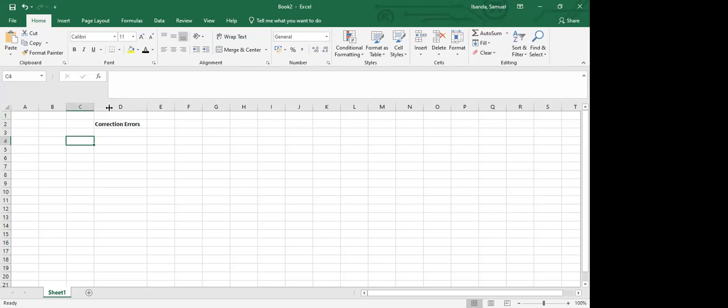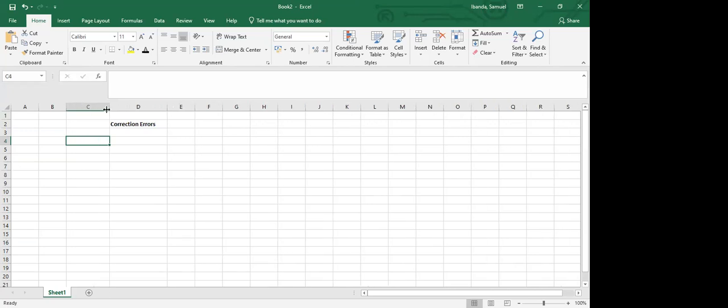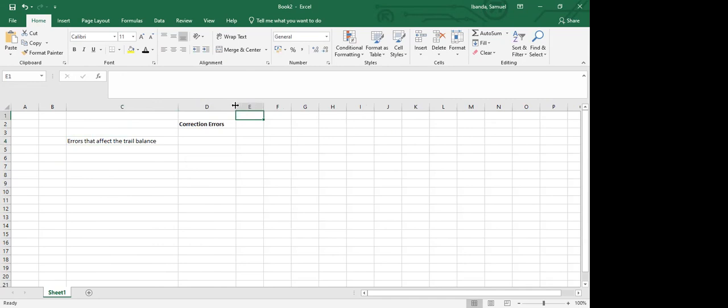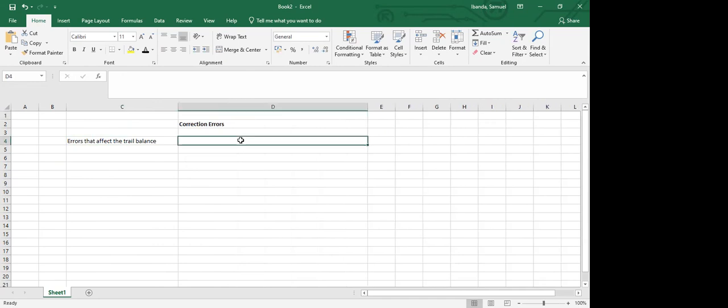Now, you get to realize that errors are in 2 categories. We have errors that affect the trial balance, and then we also have errors that don't affect the trial balance.